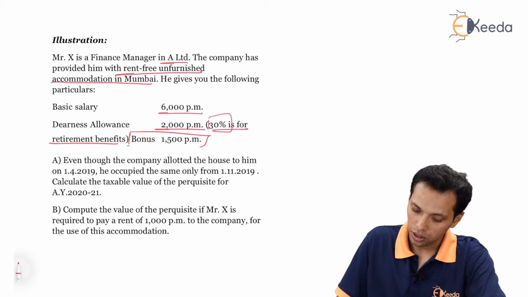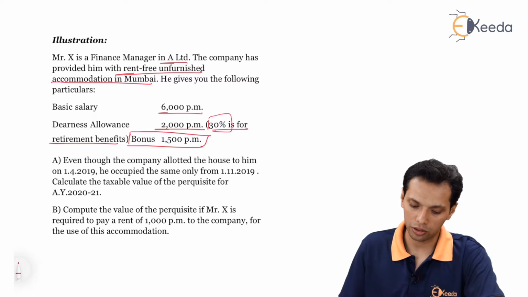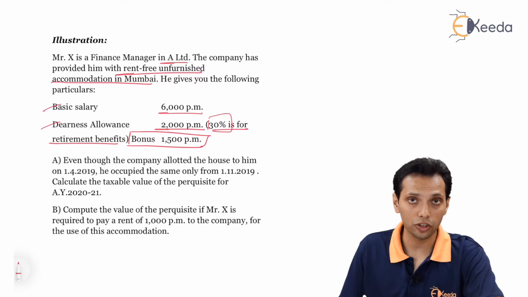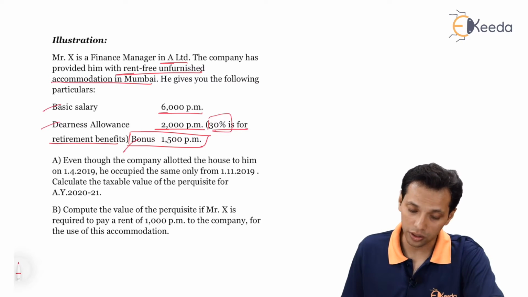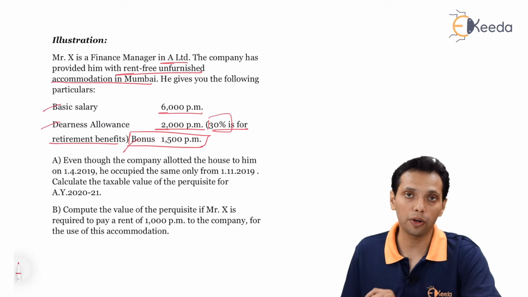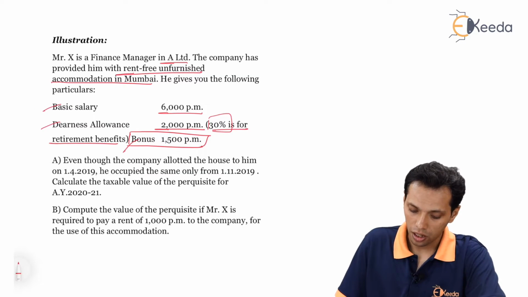Bonus is 1,500 per month. So this is monetary payment. Only 30% of dearness allowance is monetary payment and bonus is monetary payment. So all these three will be included for the purpose of calculation of salary.